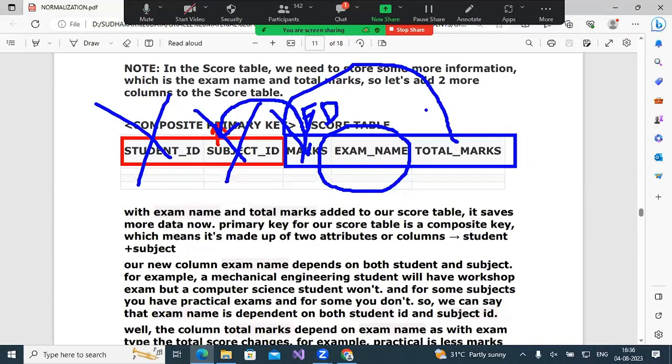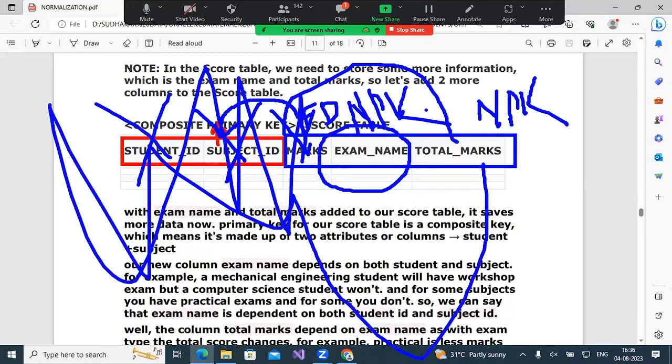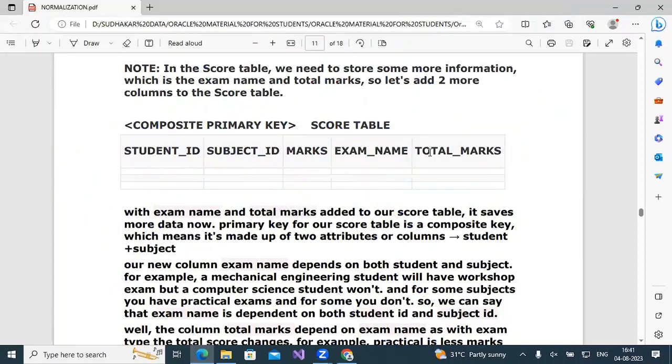But here observe, total marks is a non-primary key column. Examination is also a non-primary key. Total marks does not depend on the key columns, but it depends on your exams. So total marks is called a transitive dependency column, because it depends on one of the non-primary key columns. When you find something like this, definitely here also I want to implement a normalization technique.